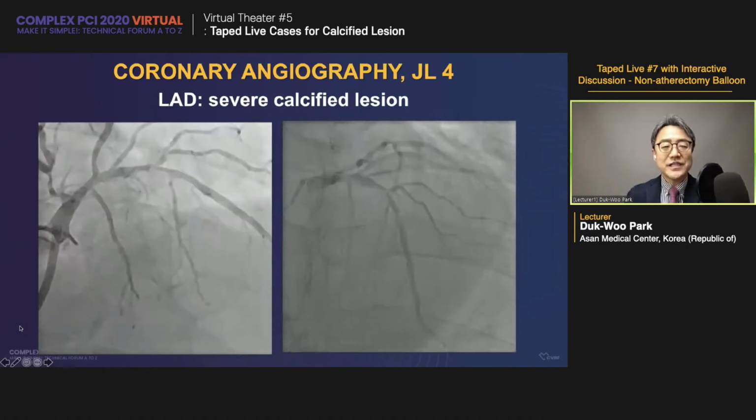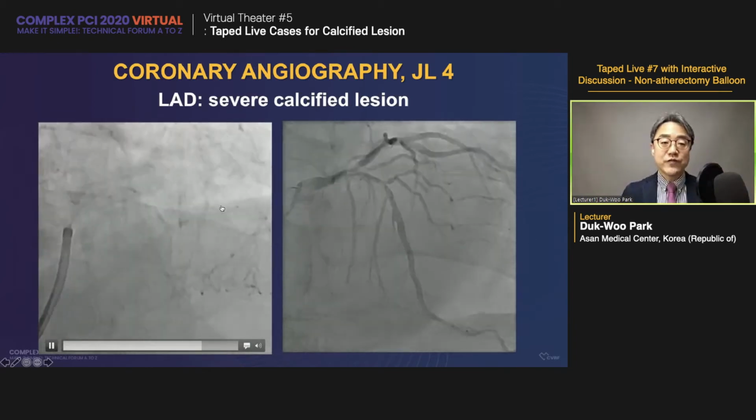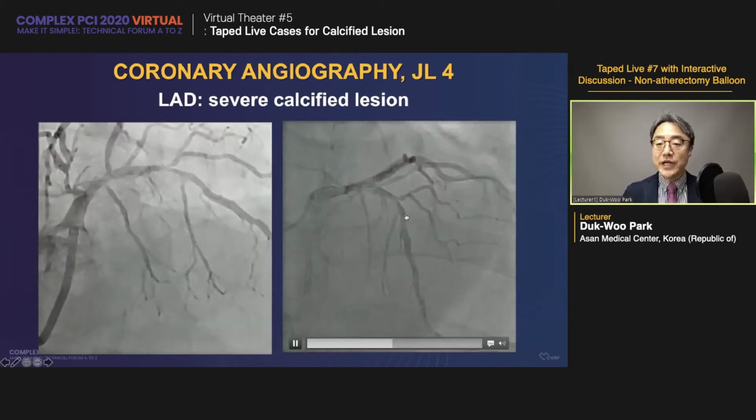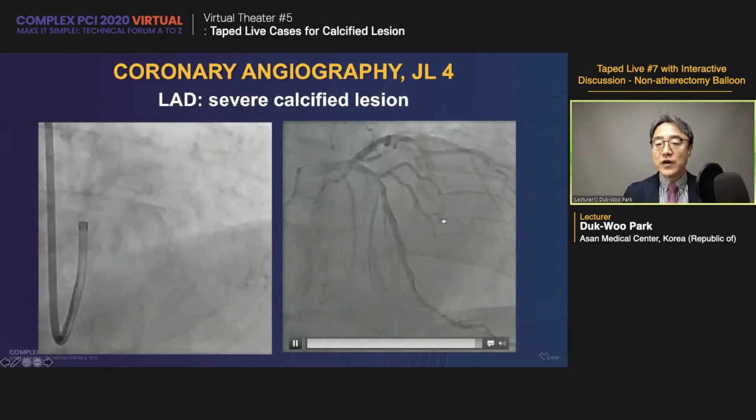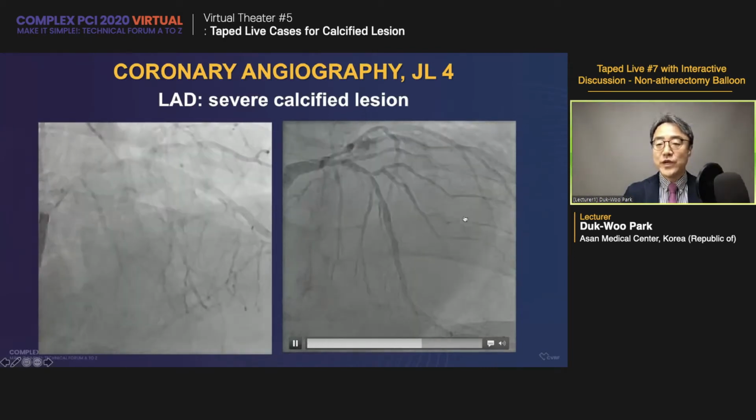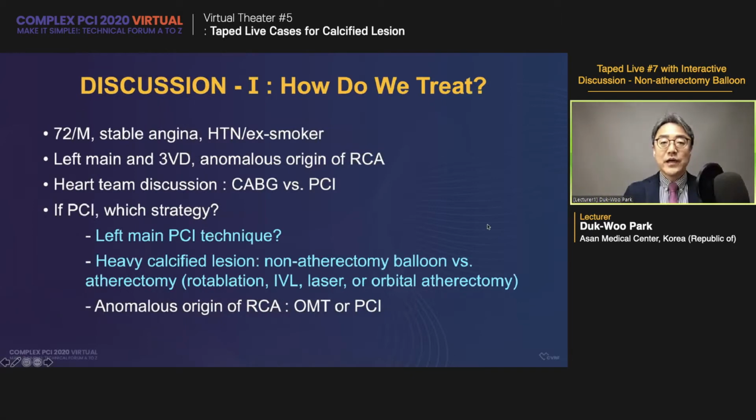This is the RAO cranial view. You can see very severe calcified region from the mid LAD to the distal main. This is a cranial view, and you can see very severe calcification. Also, the diagonal branch is not small, so definitely we require a protection wire. This is the RCA, which took a long time to engage. We used AL2 and an anomalous origin, and the size is not so big, but in the mid part there is total obstruction. So, interim discussion point 1: how do we treat?